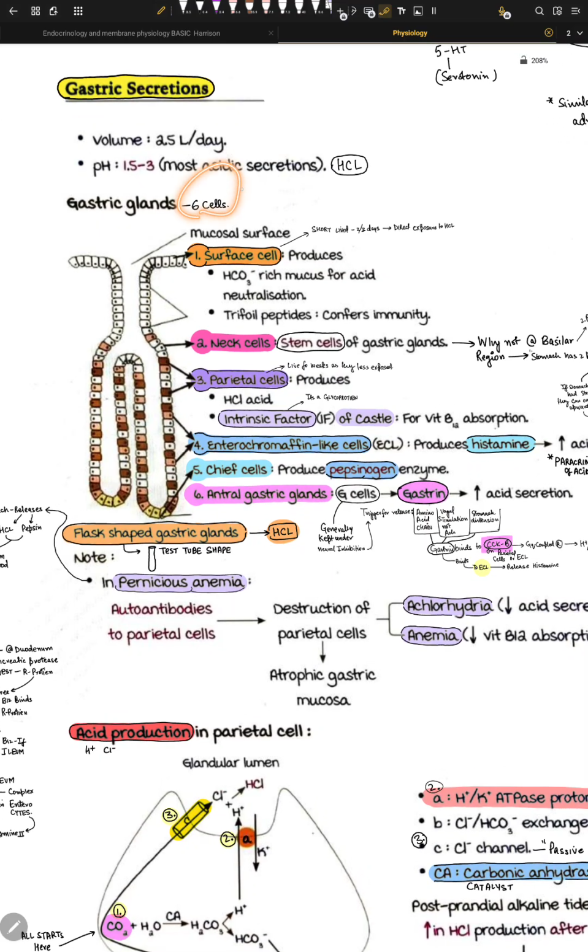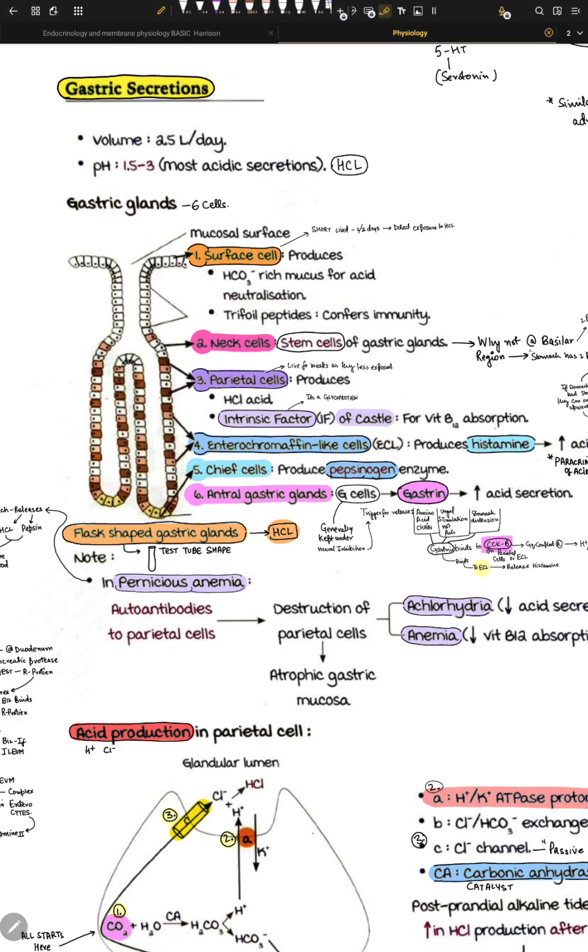So we have 6 cells. First is surface cells. Surface cells are of course present on the surface right here. They produce something called bicarb rich mucus for the acid neutralization, of course. And we have something called trefoil peptides, and they confer immunity.